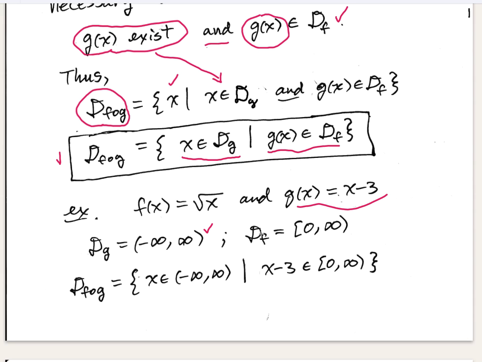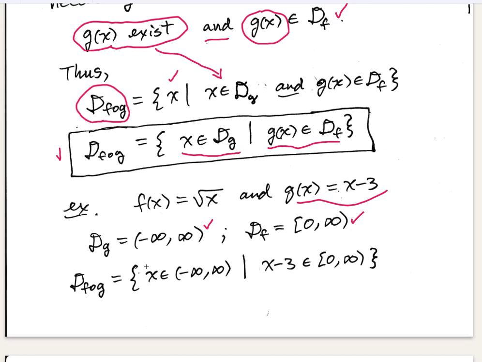What's the domain of f? The domain of f would be from 0 to infinity, including 0. So these are all the non-negative numbers. Remember, I can take the square root of a real number and get a real value if and only if that real number is greater than or equal to 0. So that's all I've said here.